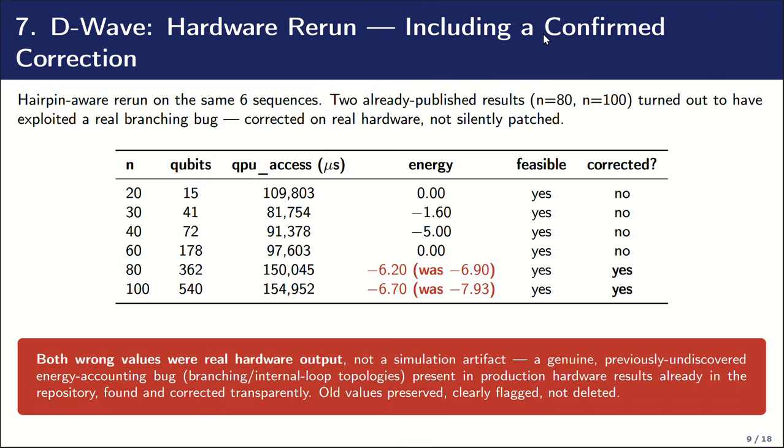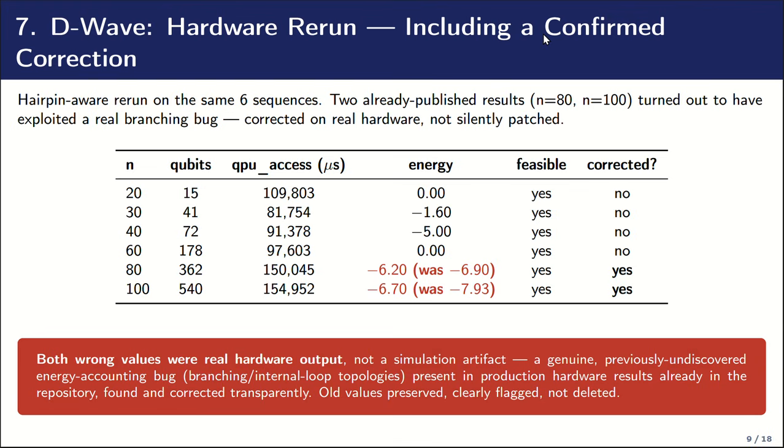This is the second real bug I want to walk through, and it's significant, because it affected results I had already published. I reran my 6 standard test sequences against the hairpin-aware model on real D-Wave hardware. 2 of them, the 80 and 100 nucleotide cases, had energies that turned out to be wrong. The original published values were negative 6.90 and negative 7.93. The corrected values are negative 6.20 and negative 6.70.